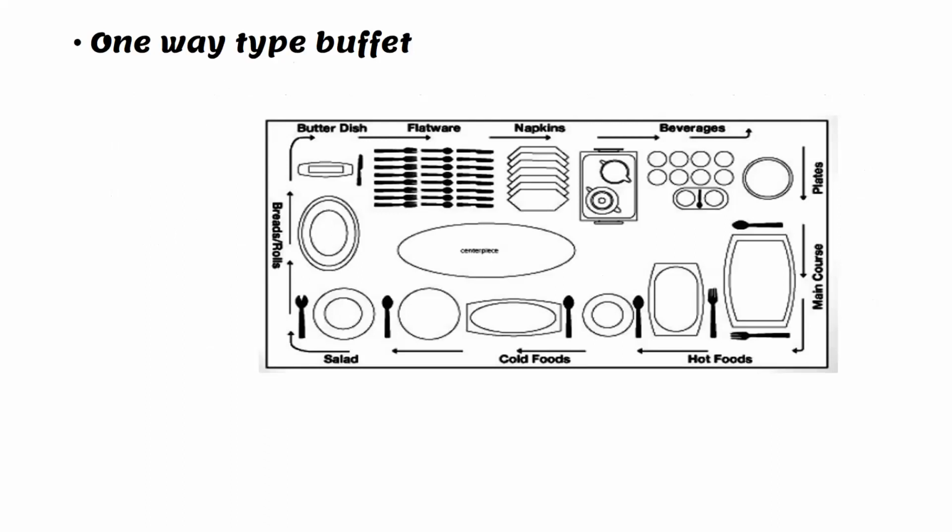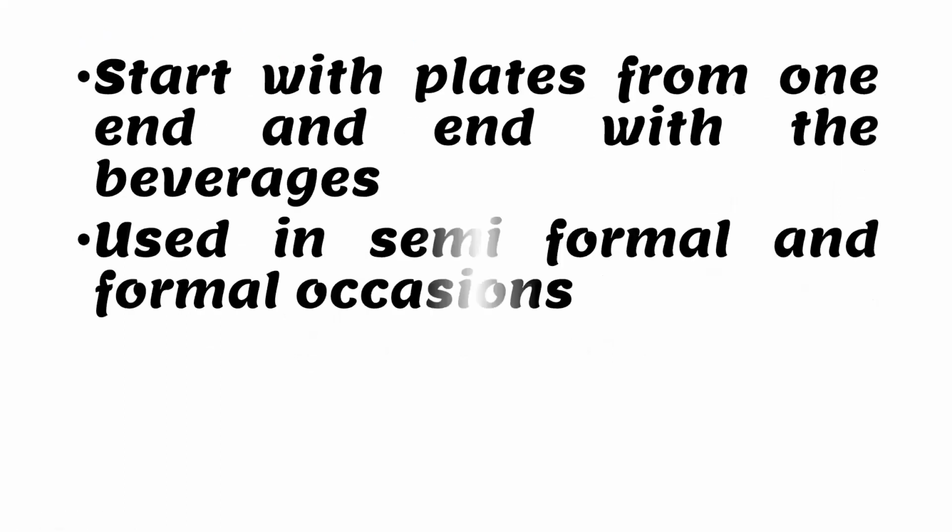So there are two types of buffet service. We have the one-way type buffet, which starts with the plate, then the main course, the hot foods, the cold foods, the salad, the breads and rolls, and so on, until it reaches the beverages. So that is the one-way type buffet. Usually it is used in semi-formal and formal occasions.